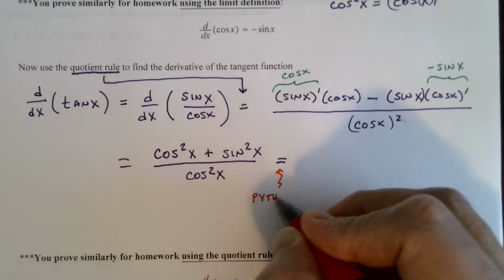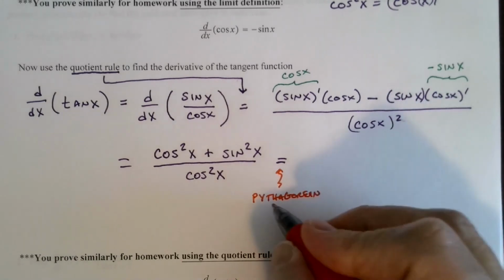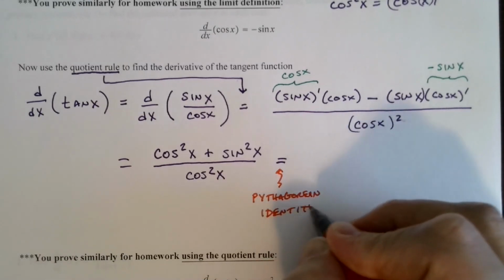You said the Pythagorean identity. You get a cookie. If you could spell Pythagorean, you get 2 cookies. I'm not even sure if I spelled that right.